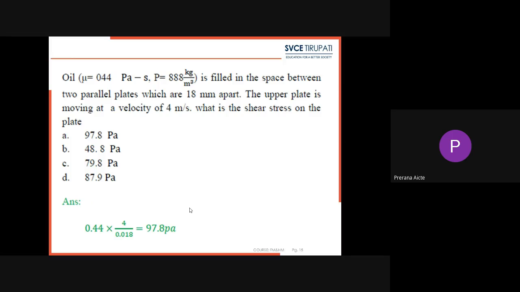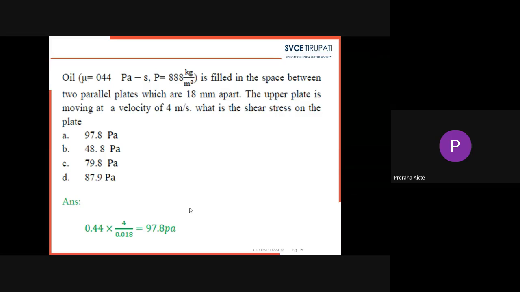Another problem, the oil has the viscosity 0.44 Pascal second and density is given as 888 kg per meter cube. And this oil is filled in the space between two parallel plates which are 18 mm apart. The two parallel plates are having the distance 18 mm. The upper plate is moving at a velocity of 4 meter per second. Then what is the shear stress on the plate?